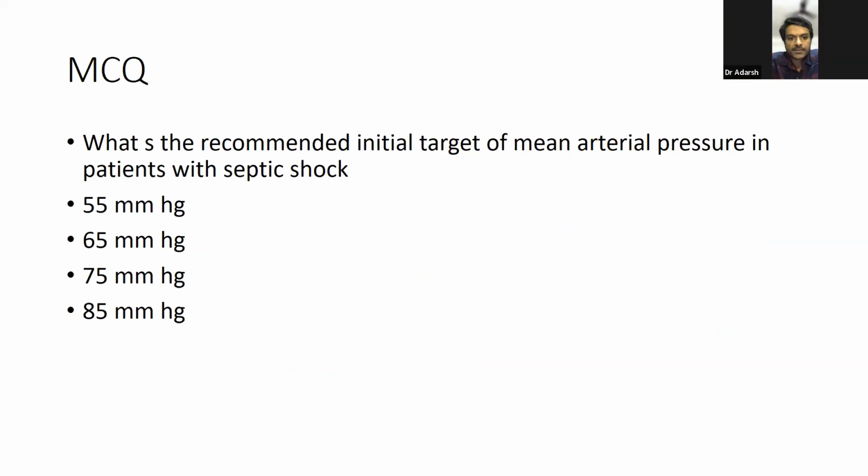So the next question. What's the recommended initial target of mean arterial pressure in patients who are in septic shock? What is the number you have to chase?